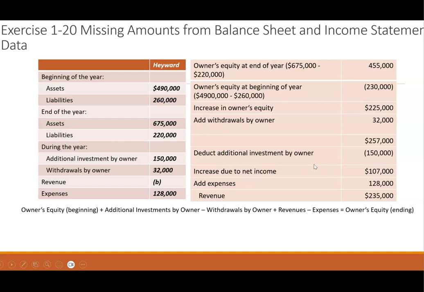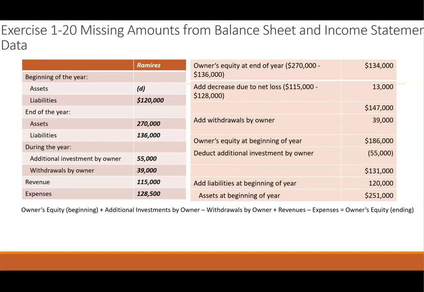In this case with Hayward, we're looking for the revenue. So we know everything else. Owner's equity at the end of the period is 455, at the beginning is 230. So it increased 225,000. We know he put in an additional 150,000, took out 32,000 as drawings. Therefore, we know the expenses, so the revenue had to be, it's just a fill-in of 235,000.